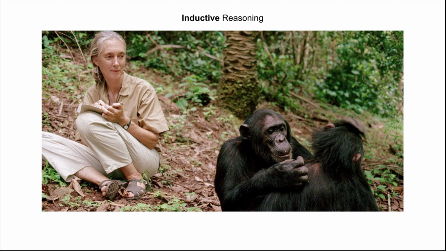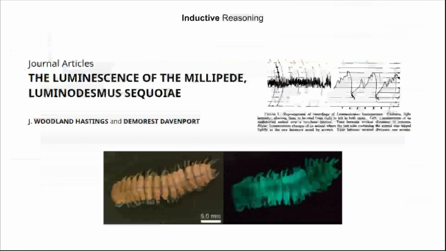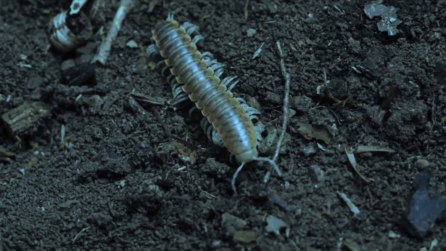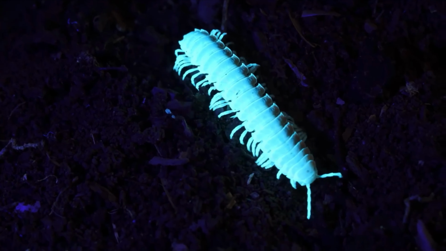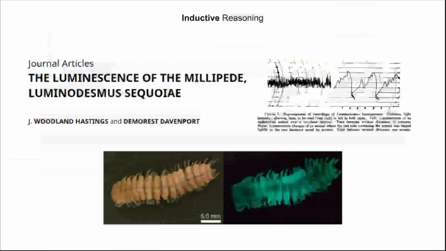And this is actually a published paper. This is a descriptive paper. It's a journal article talking about the luminescence of a millipede. So someone observed that these millipedes glow in the dark. They're glowing at night, and they took notes and they observed this. And on the top right, you can see they even measured the wavelengths that were reflecting off of this millipede. They didn't necessarily do an experiment, but really this is an example of inductive reasoning, the observation of what's happening in nature, and just the documentation of that.